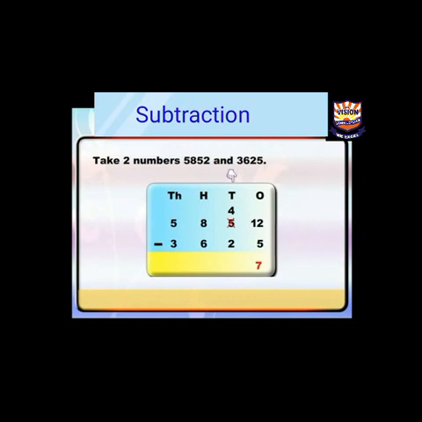Now we will subtract the values of tens. When we subtract 2 from 4, the answer will be 2. Now it's time to subtract the values of hundreds. Now we will subtract 6 from 8, the answer will be 2. Now it's time to subtract the values of thousands, and when we subtract 3 from 5, the difference will be 2. Means that the difference between both numbers is 2227.